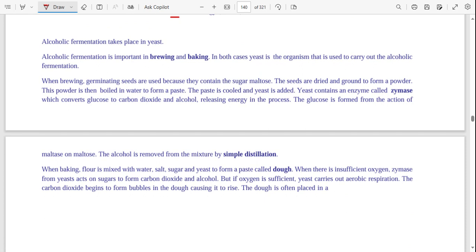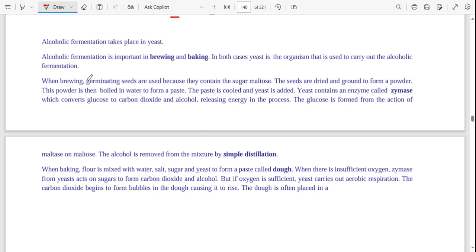Mostly they use maize because maize contains maltose. Okay, maltose. So what will happen is that this seed is going to be dried, like the dried maize, and ground to form a powder. So we're going to break it, to grind it to form a powder.